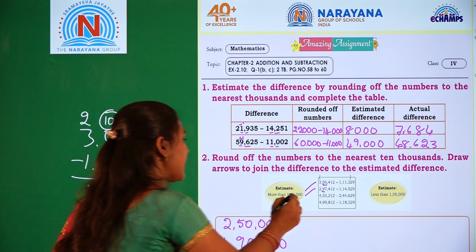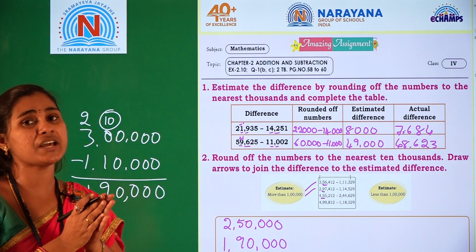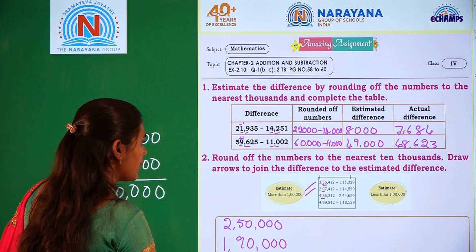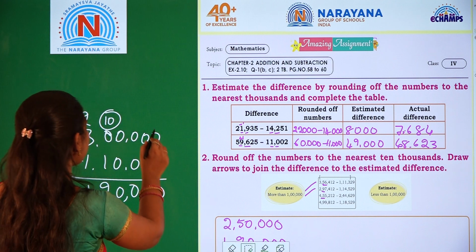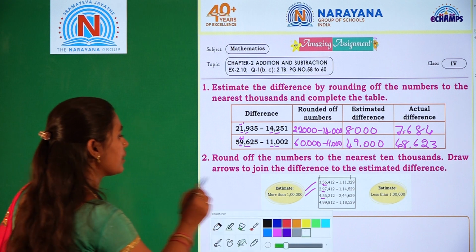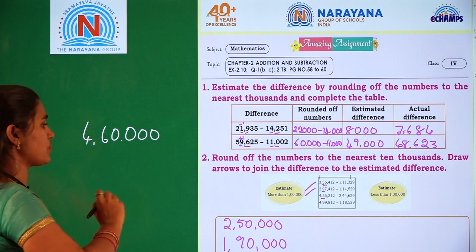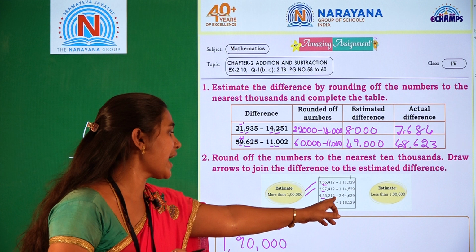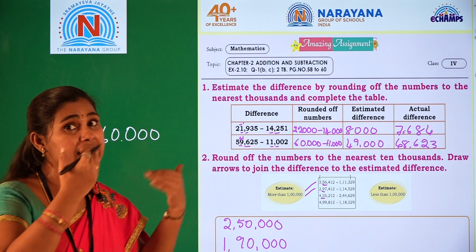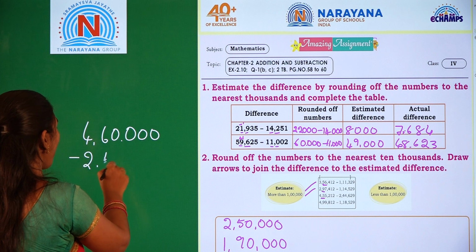4,55,212. Here you have to underline the 10,000s digit, and the beside digit is 5. 5 or more than 5 means we have to add 1 to the previous number. So 5 will become 6. Now 4,60,000. 4,60,000 minus 2,44,000. You have to underline the 10,000s place, that is 4. The beside number is less than 5, so it will become 40,000 only, means 2,40,000.